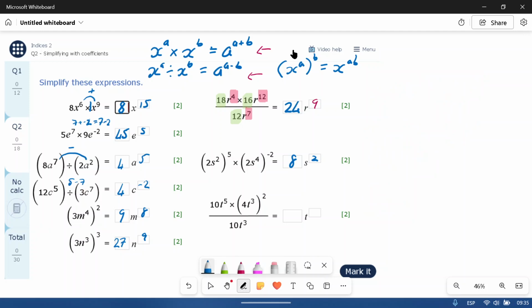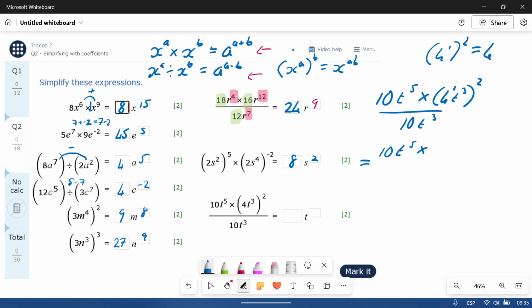Let's do the last one. We got 10 t to the power of 5 times 4t cubed squared over 10t cubed. Okay, let's just sort out the brackets first. So I'm going to leave the first one the same, and we're going to do 4, remember there's a 1, so this is 4 squared, yeah, so 4 to the power, you could say it like that, is 4 squared, which of course is 16, so that would be 16, and then t power to a power, that would be 6, and then that's divided by 10.